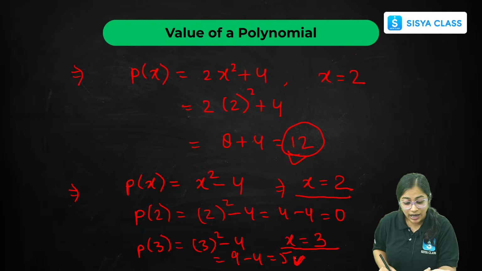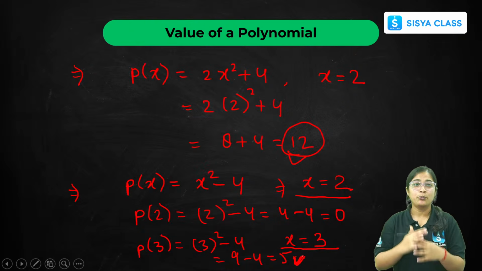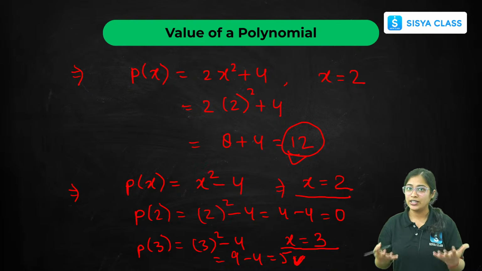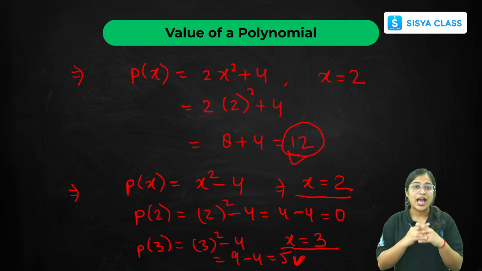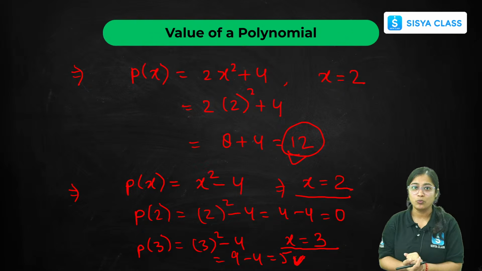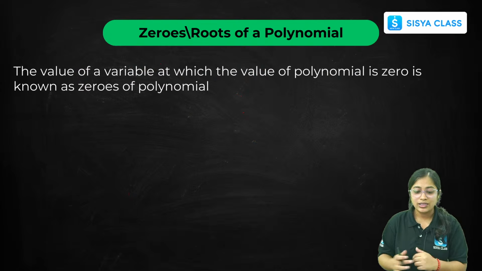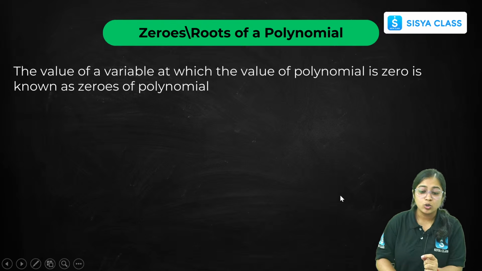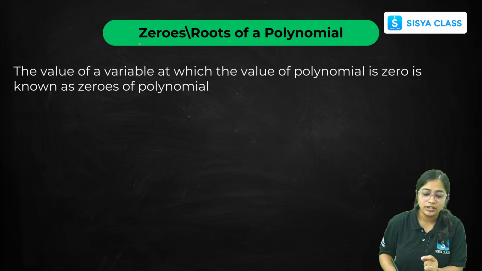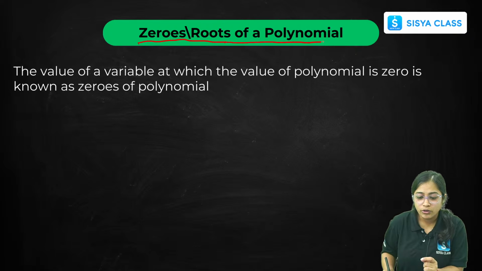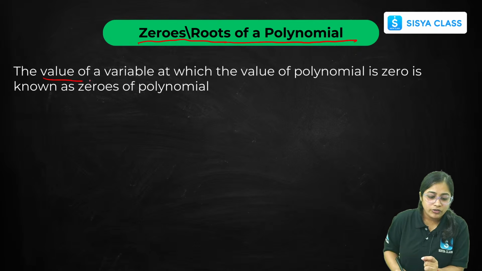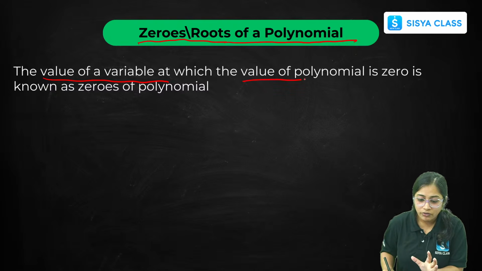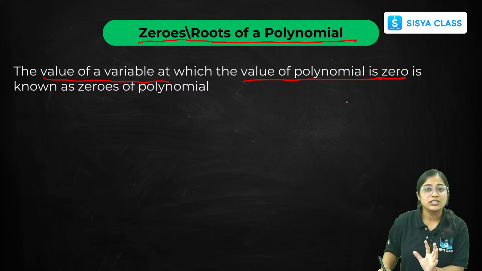It means that there are some particular values of my variable at which the value of my polynomial is 0, right? So we call those the zeros or roots of our polynomial. So what is a zero or root of a polynomial? It is the value of a variable at which the value of your polynomial is 0.